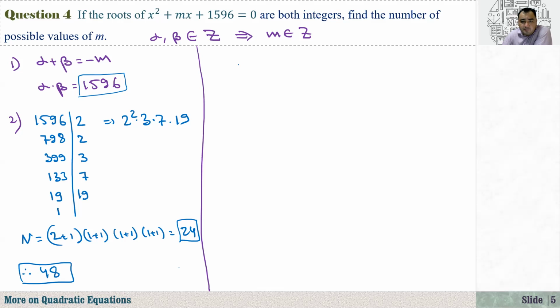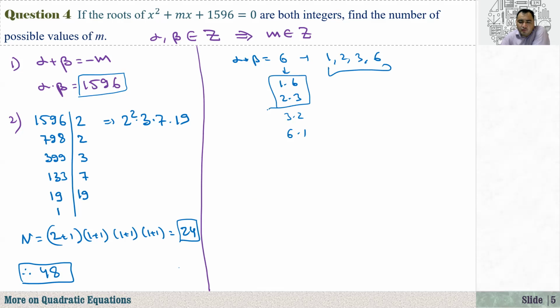For example, suppose alpha times beta is equal to 6. What are the factors of 6? They are 1, 2, 3, and 6. So I can write 6 as 1 times 6, 2 times 3, and also 3 times 2, and 6 times 1, which gives the same thing. So here we have 2 different ways.